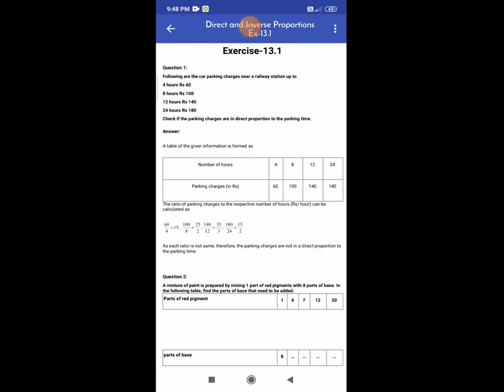The ratio of parking charges to the respective number of hours, that means rupees by hours, can be calculated as 60 by 4 equal to 15, 100 by 8 equal to 25 by 2, 140 by 12 equal to 35 by 3, and 180 by 24 is equal to 15 by 2. As each ratio is not the same, therefore the parking charges are not in direct proportion to the parking time.